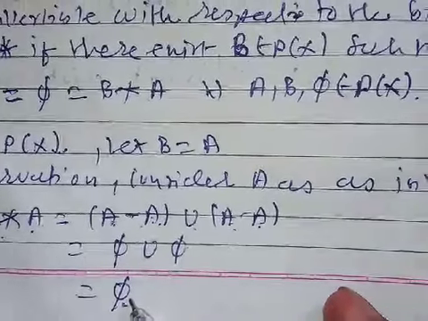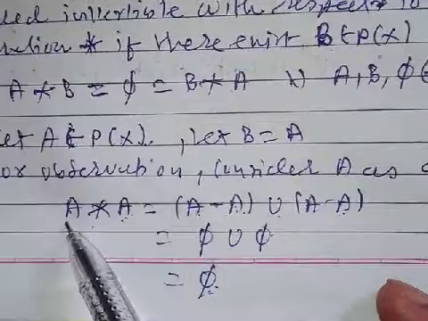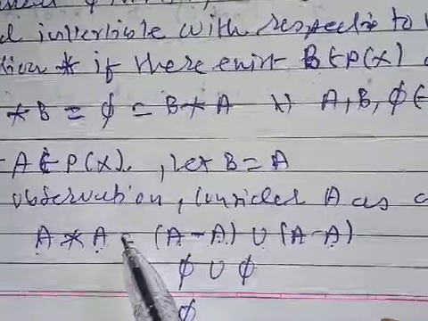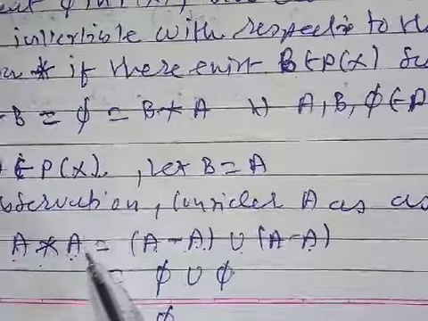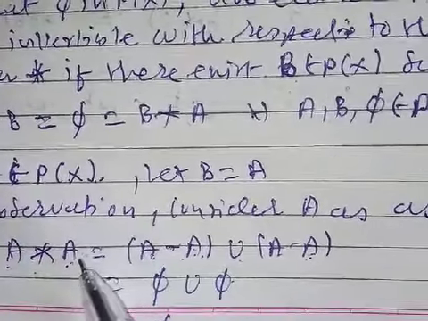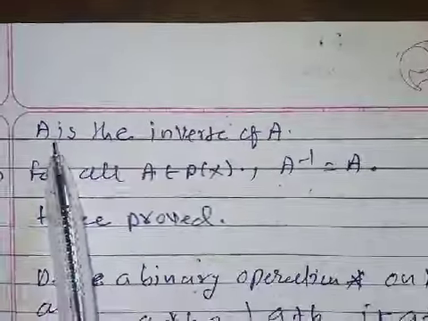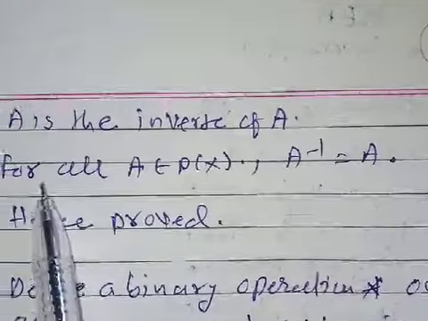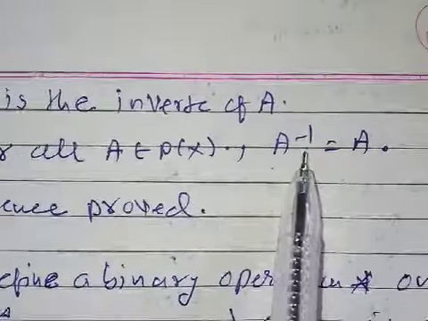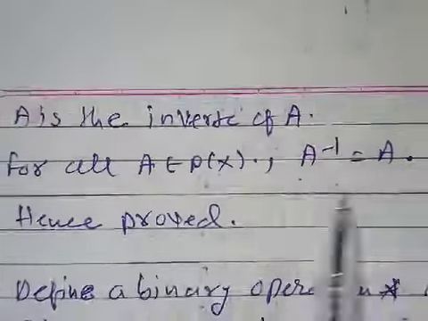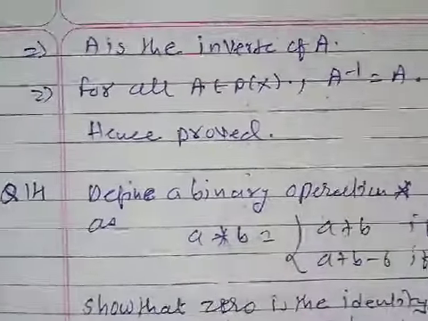This implies A is the inverse of A, or A is the inverse of itself. A is equal to inverse of A. Okay. For all A belonging to P(X), A dash, which is the inverse of A, is A. Hence proved. Is it clear?